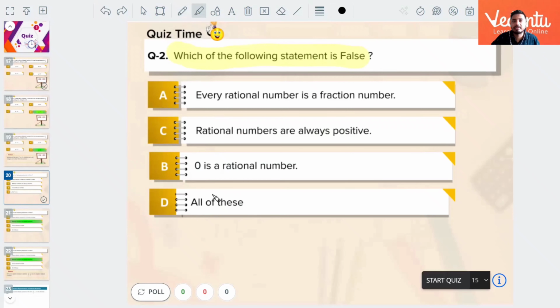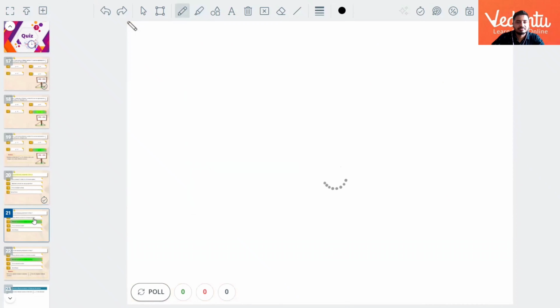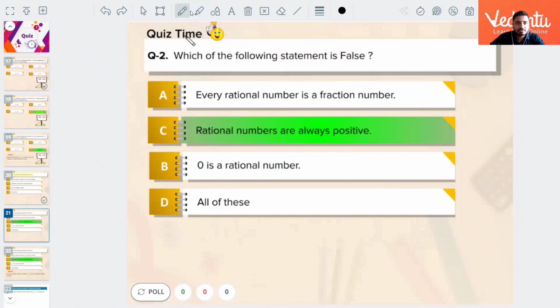Take your time and tell me the answer. Which of the following statements is false? It is very easy. Every rational number is a fraction number. Natural numbers are always positive. 0 is a rational number or not. All of these. Just tell me which of the following statements is false. Completed? Just tell me yes or no fast. Okay, here we go. What is the answer?